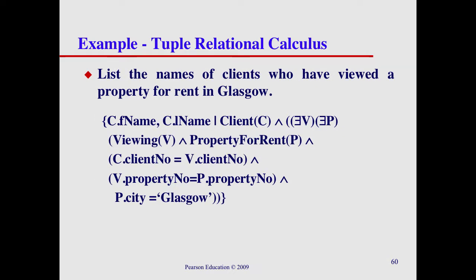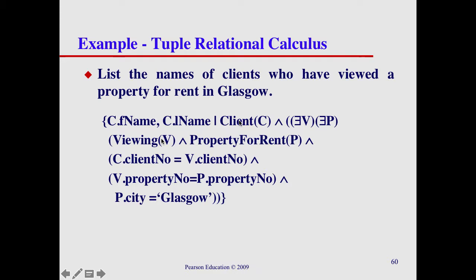Okay, so now this is, again, what would be an easy join in SQL, but because all we care about is the client's names who have viewed a property for rent in Glasgow, it becomes a semi-join. And therefore, we have to use this subquery syntax.